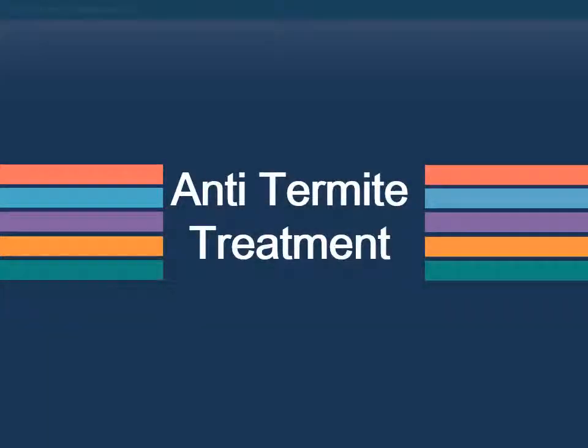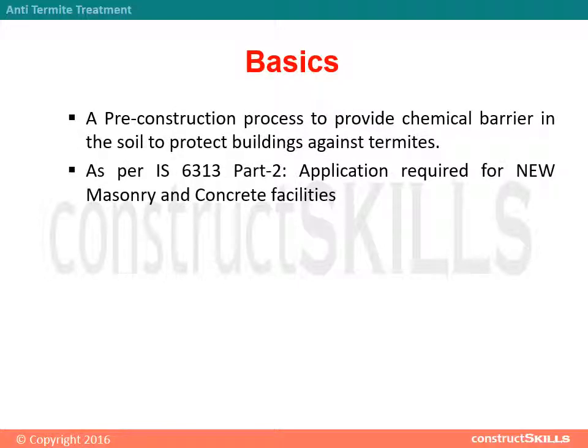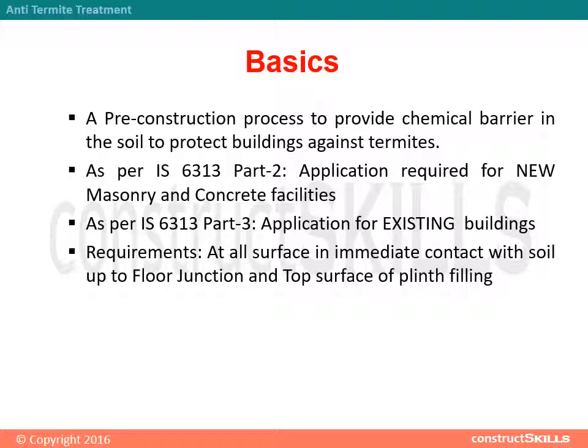Anti-termite treatment basics. It is a pre-construction process to provide a chemical barrier in the soil to protect buildings against termites. Its specification should be as per IS 6313 Part 2 for new construction works and as per IS 6313 Part 3 for existing buildings. It is required at all surfaces which are in immediate contact with the soil.